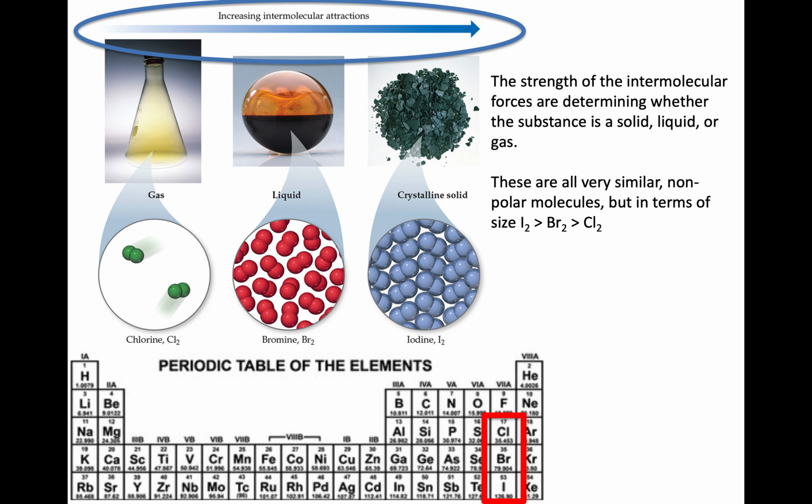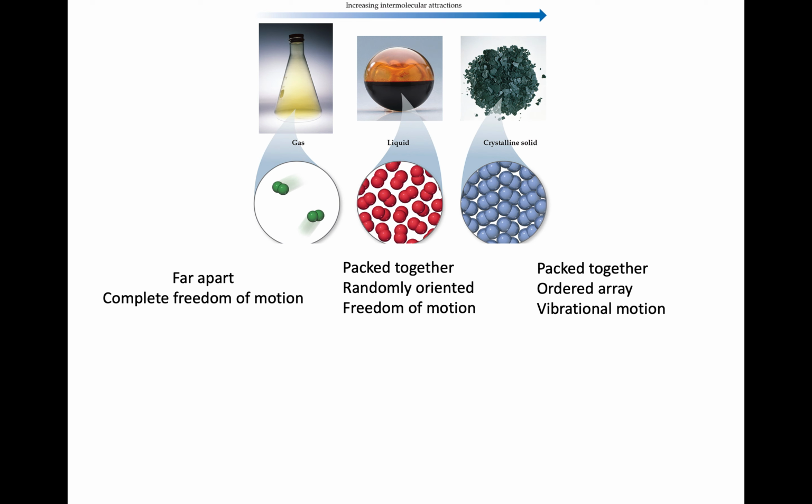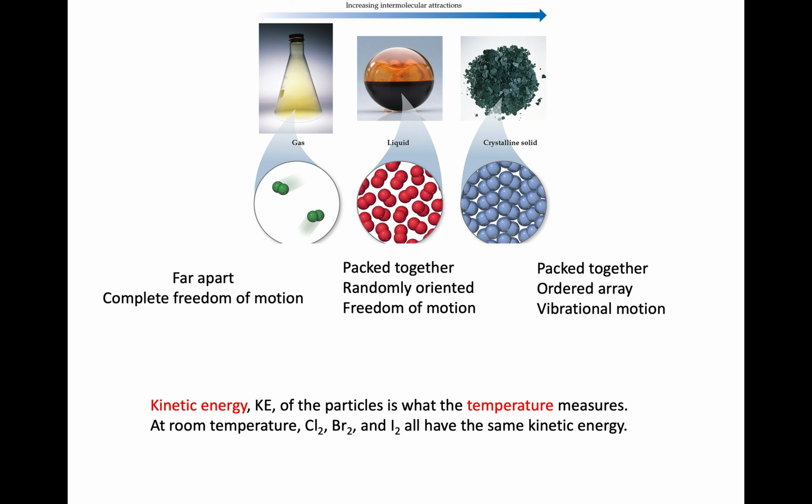And by that substance, I mean these diatomic molecules. They're all very similar. They're all nonpolar molecules. But in terms of size, sure looks like we have a pattern that we're going to need to understand. At the particle level, I think those gas molecules are far apart and they have complete freedom of motion. The liquid, they're more packed together. There's random orientations. They can still jostle around. The solid, they're packed together the most tightly. There's this ordered repeating pattern. They can move somewhat, but certainly not as much as the liquid, and definitely not as much as the gas.